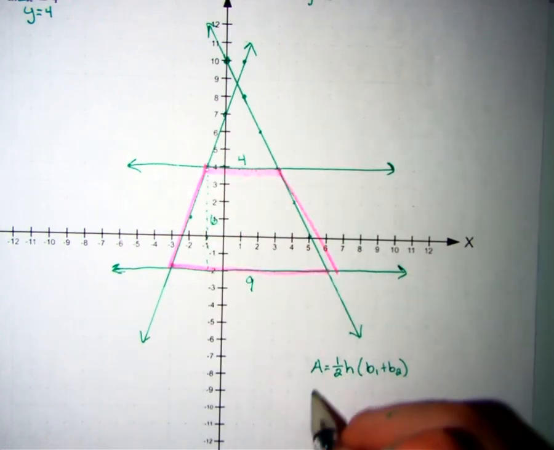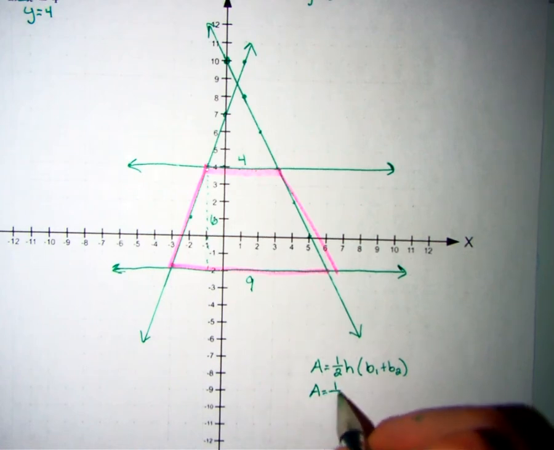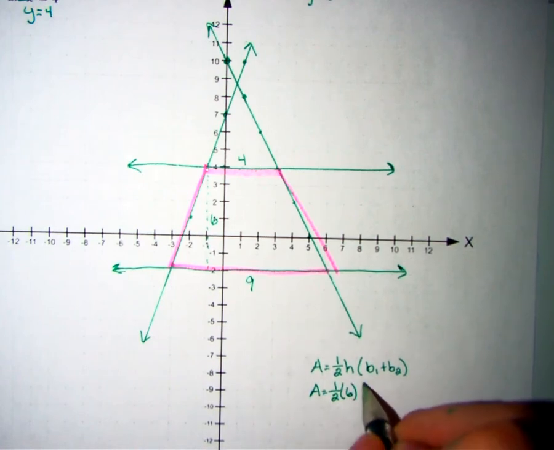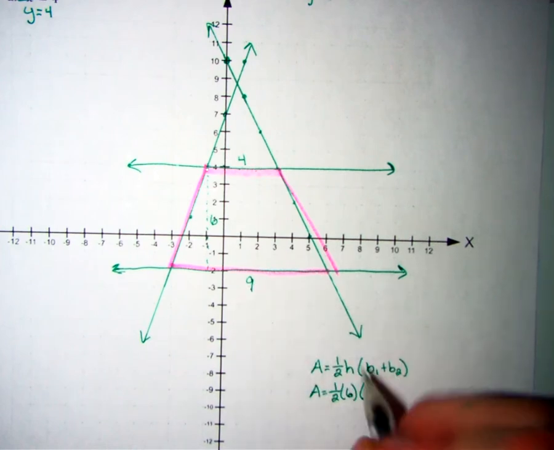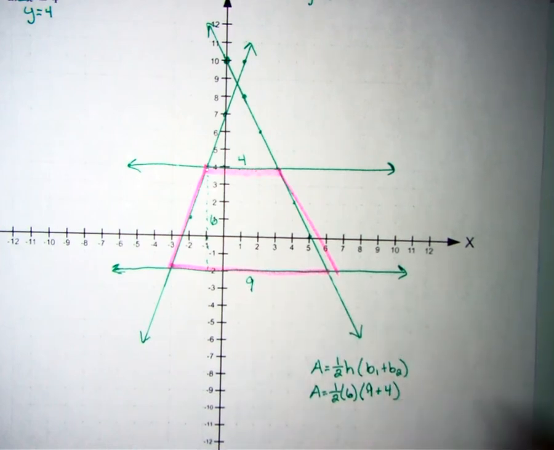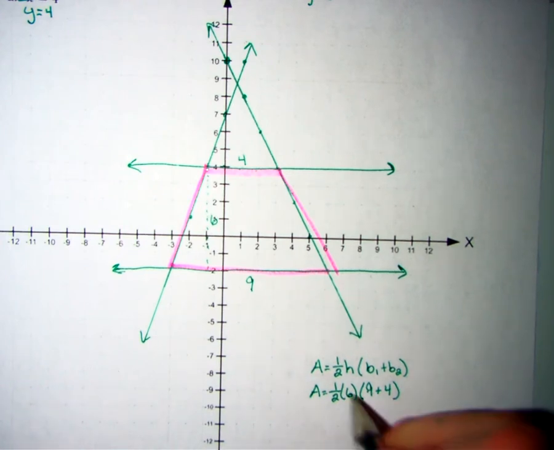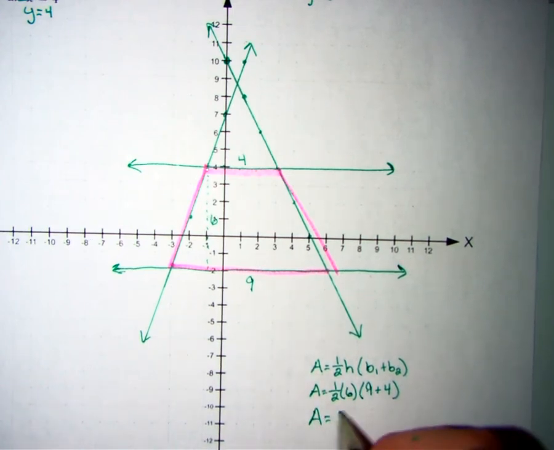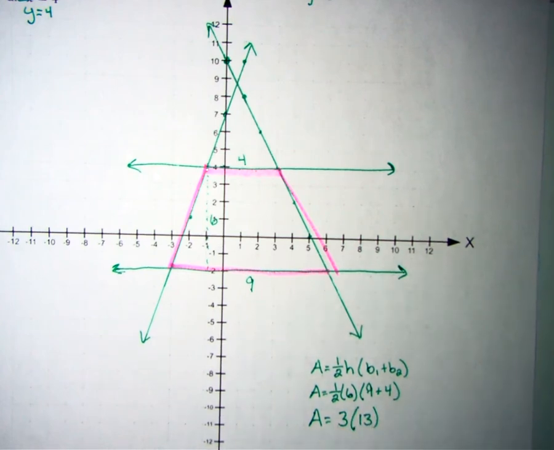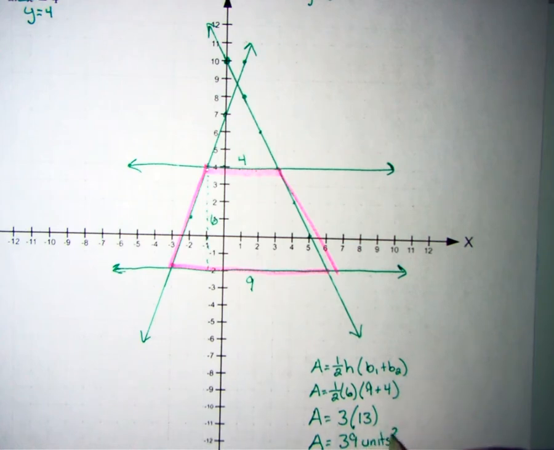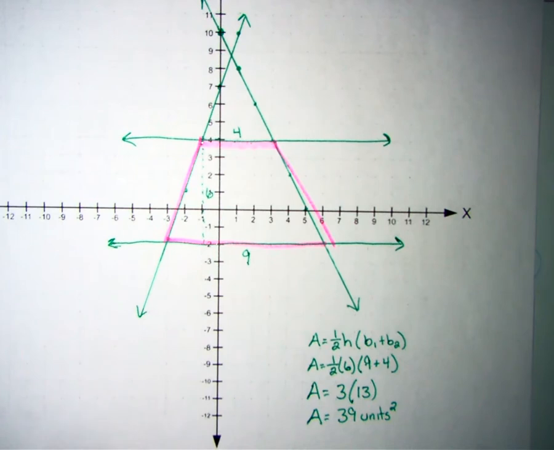So we can start filling in our information. Area equals 1/2 times 6 times 9 plus 4. 1/2 of 6 equals 3. 9 plus 4 is 13. So 3 times 13 ends up giving us an area of 39 units squared. So we've applied a little bit of geometry to our algebra.